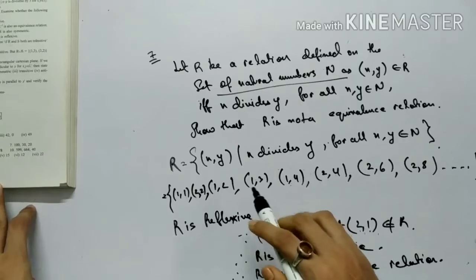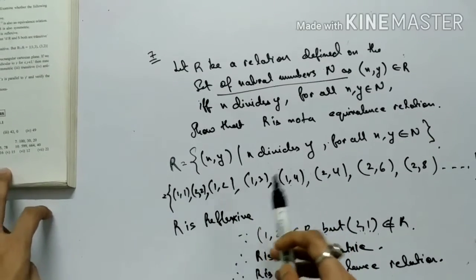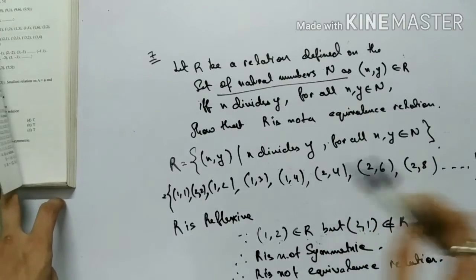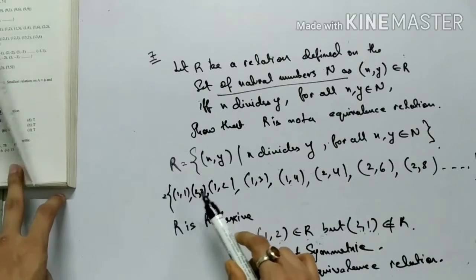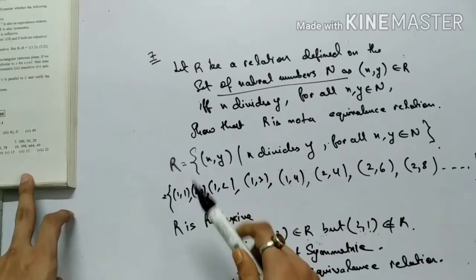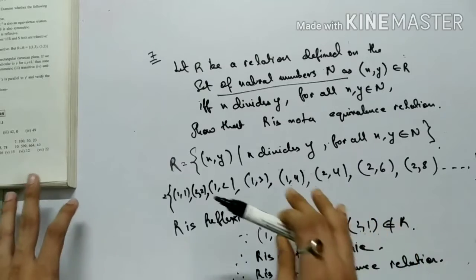Understand? R can be reflexive, because in here 1 1, 2 2, 3 3, 4 4, 5 5, 6 6, 7 7, like that will go on and on. These elements belong to R, because 1 divides 1, 2 divides 2, 3 divides 3, x divides y. So the relation is obeying.